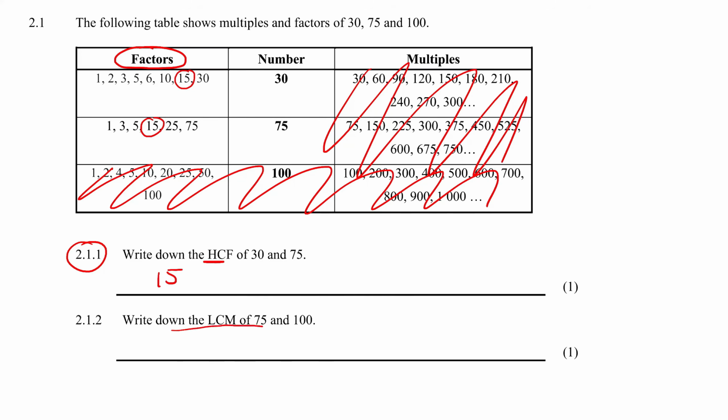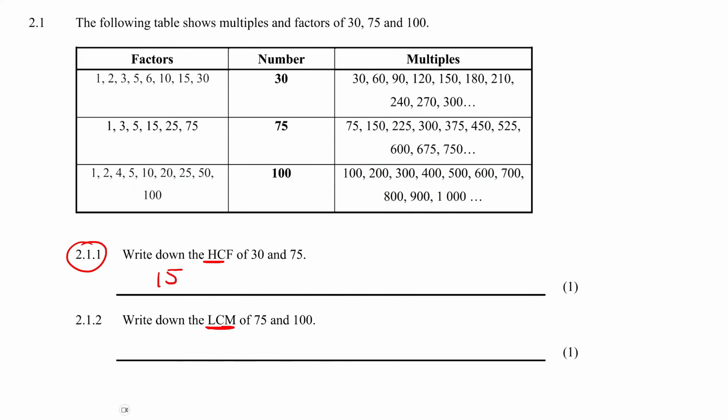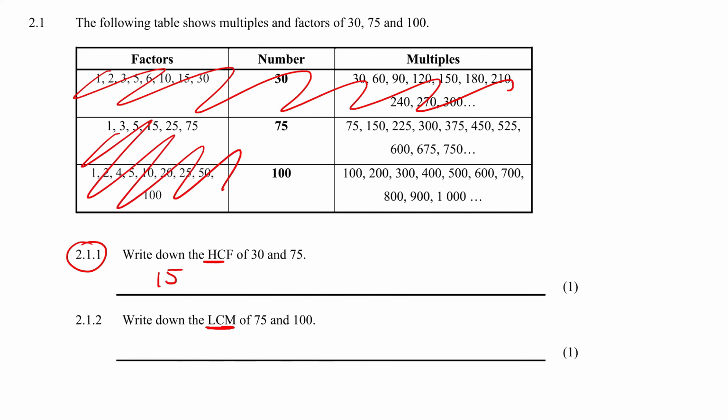Now it says write down the LCM, the lowest common multiple of 75 and 100. Okay, so we don't have to look here and we don't have to look here because they're only looking at multiples now. But now they want the lowest common multiple. So what is the smallest number or the lowest number that you can see that is in both of these? Well, I see it as 300. Can you see that is the smallest number that is in both? So that would be 300.